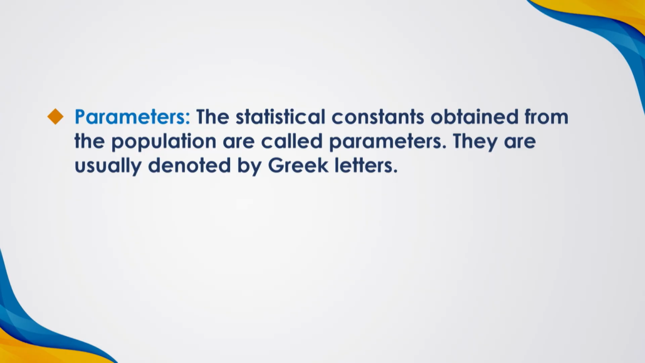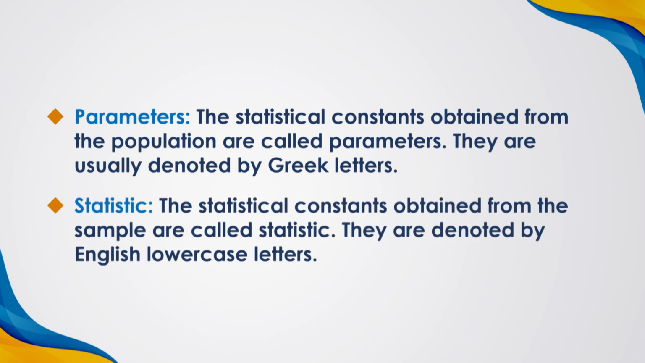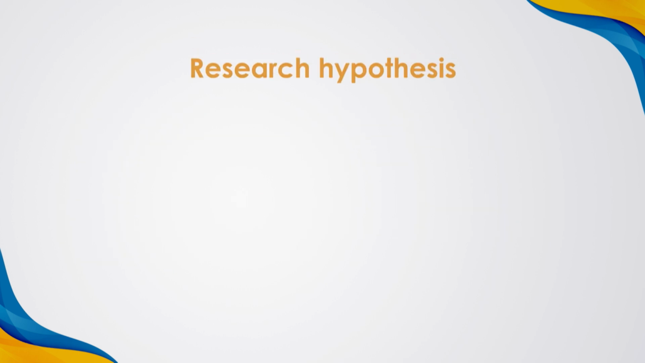Under this context, we need certain terminologies. The first one is parameters. The statistical constants obtained from the population are called parameters. They are usually denoted by Greek letters mu, sigma, rho, etc. The meaning of statistic: the word statistic means the constants obtained from the sample are called statistic. They are denoted by English lowercase letters.